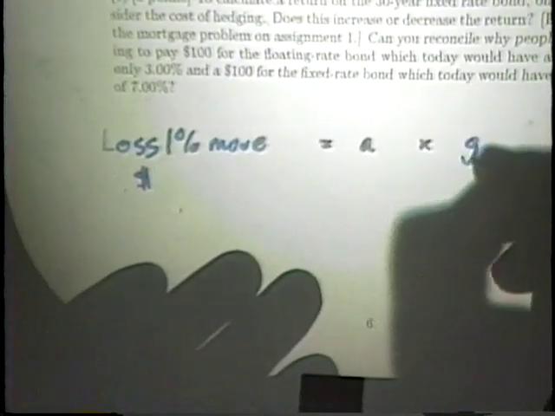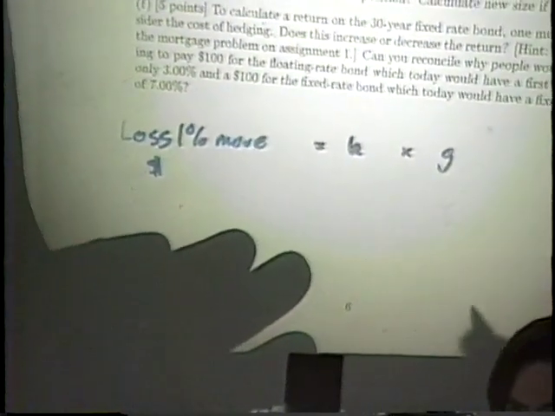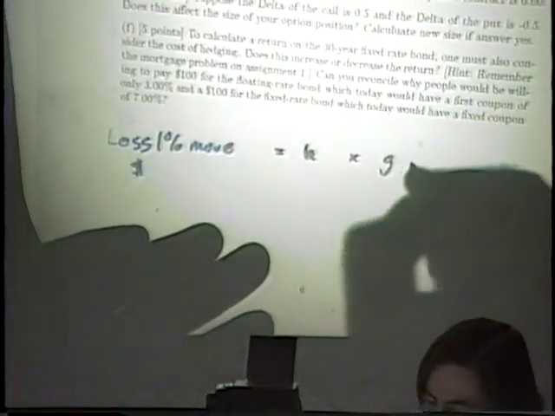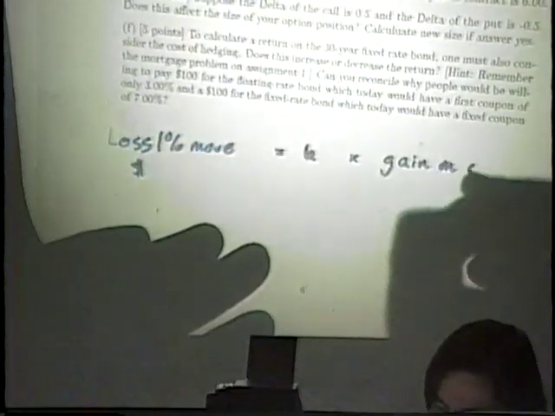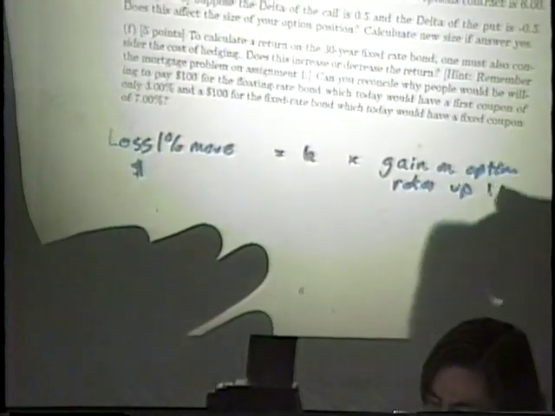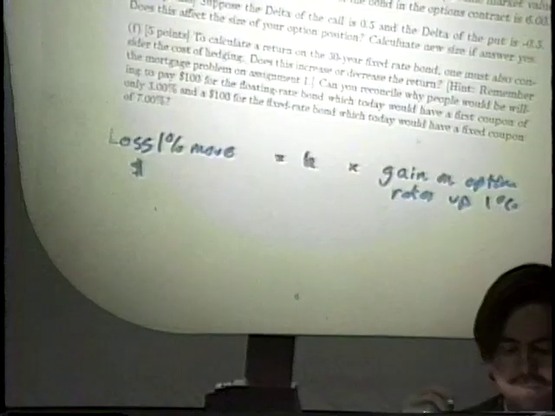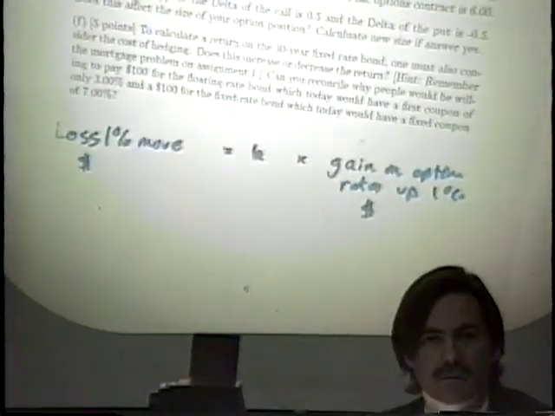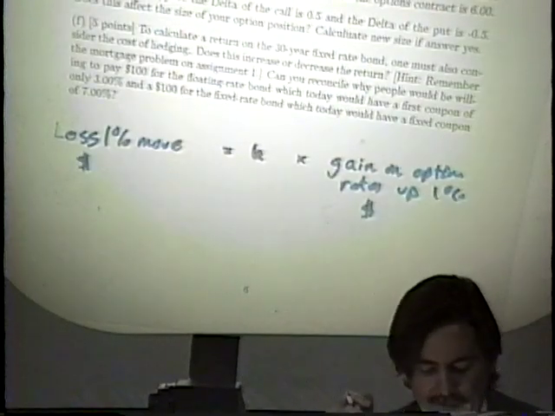And that's a dollar loss, and that's going to equal A times the gain. Is A a bad choice? Maybe B, because little a was the annuity formula. I don't want to confuse you. Times the gain on the option if rates go up 1%. That's the formula to establish how many contracts we need. So it's a dollar amount, and we're solving for the number of contracts.